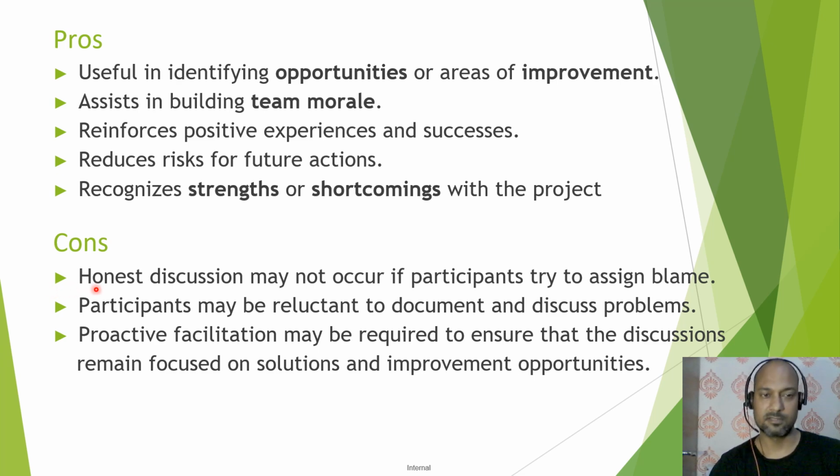So, what are the cons or limitations? Honest discussion may not occur if participants try to assign blame. If you are in a retrospective meeting and something went wrong, and you are playing a blame game, saying he did that, that's why it happened, he did that, that's why it happened, we have to avoid that. Participants may be reluctant to document and discuss problems. Proactive facilitation may be required to ensure that the discussions remain focused on solutions and improvement opportunities.